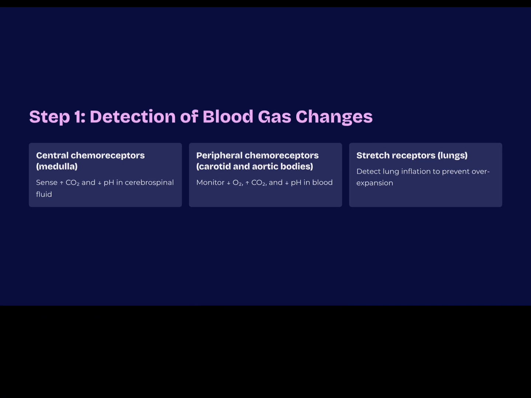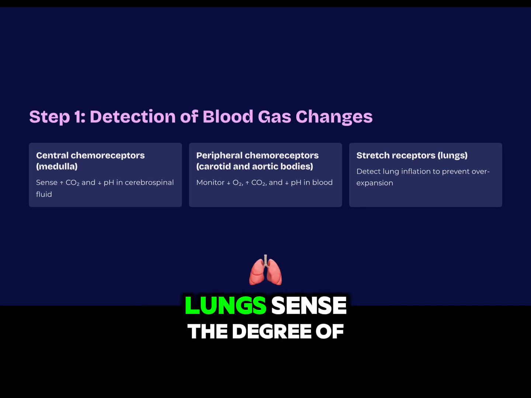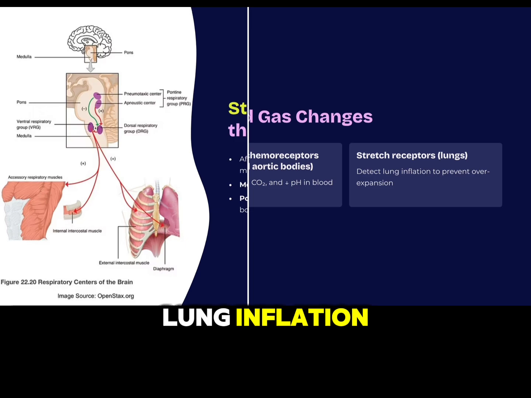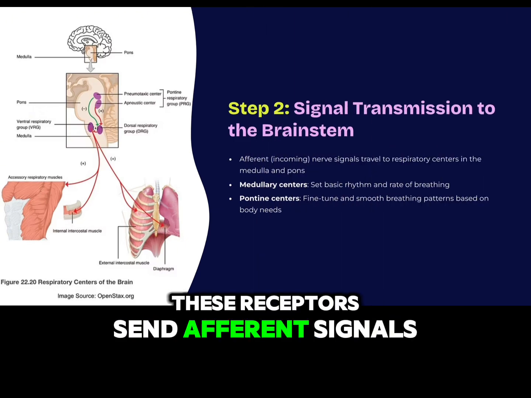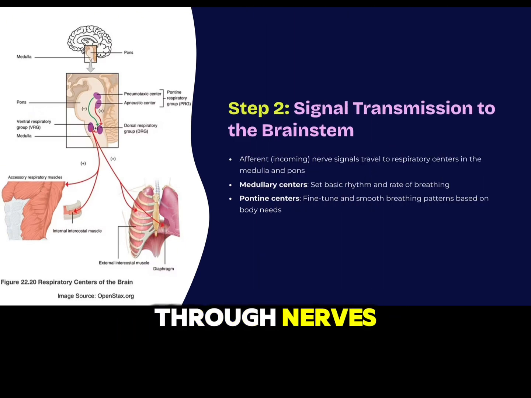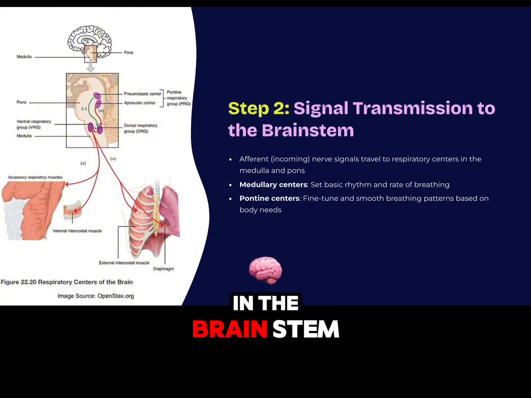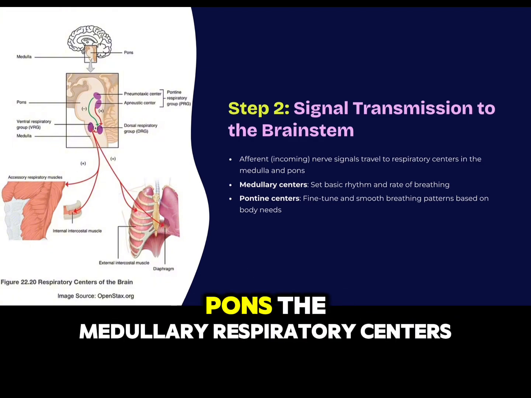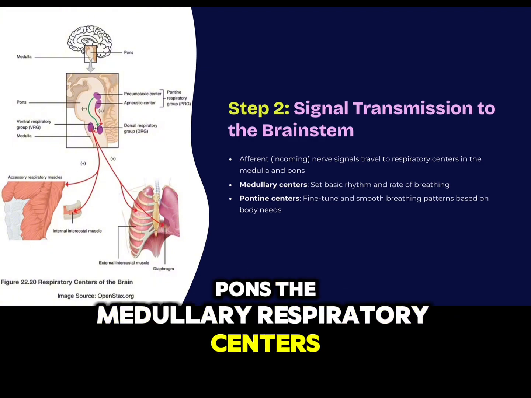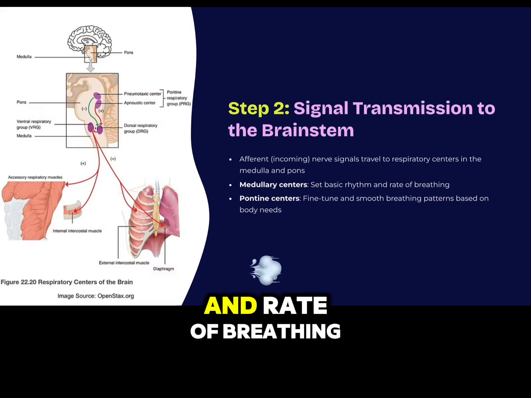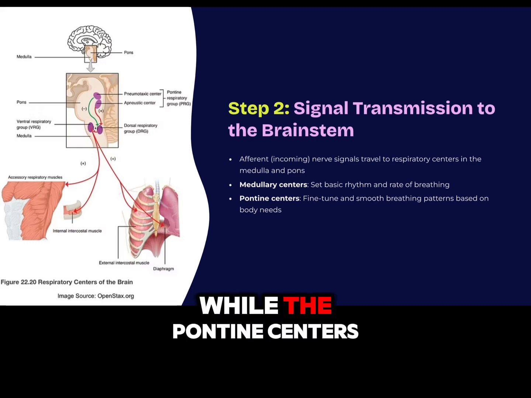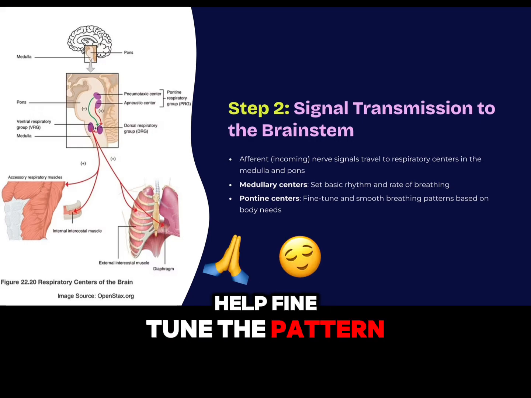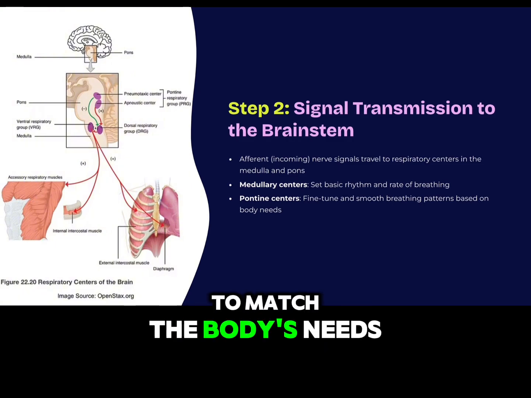In addition, stretch receptors in the lungs sense the degree of lung inflation. These receptors send afferent signals through nerves to the respiratory centers in the brainstem, the medulla, and the pons. The medullary respiratory centers set the basic rhythm and rate of breathing, while the pontine centers help fine-tune the pattern of respiration to match the body's needs.